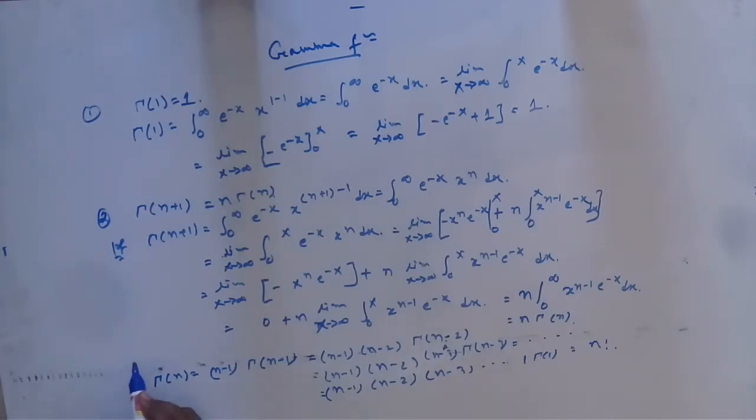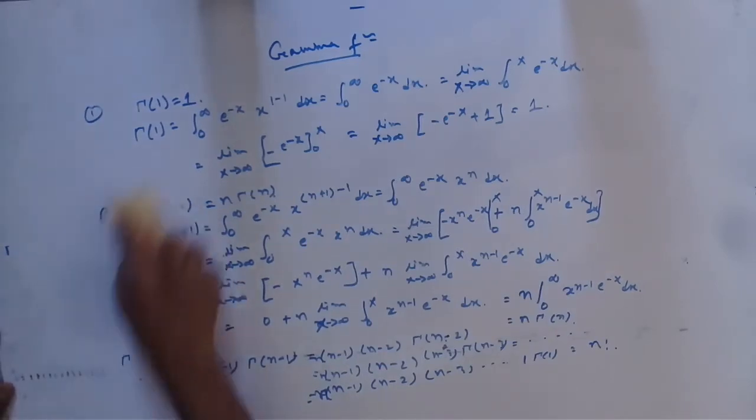So gamma n plus 1 equals n gamma n. This will be n factorial. Now I'll go to the next property. Before going to the next property, first I'll remove this.